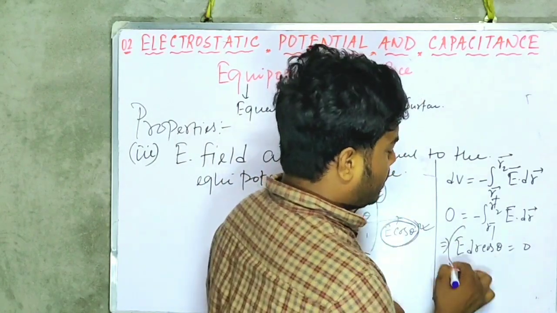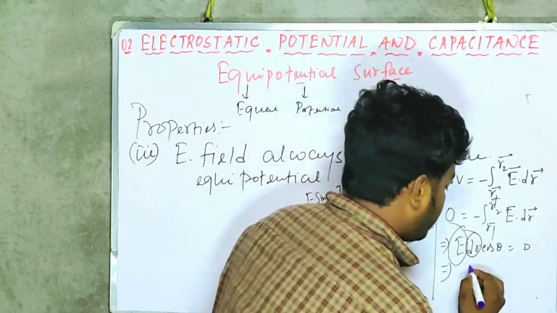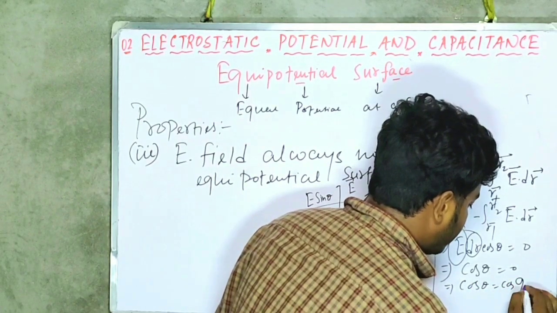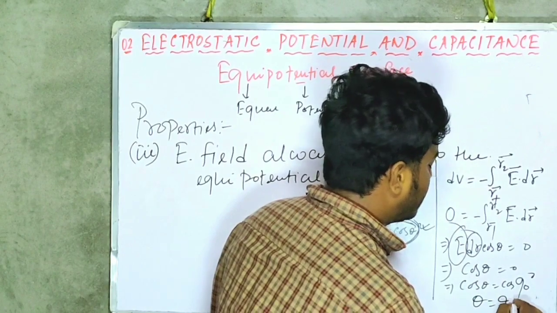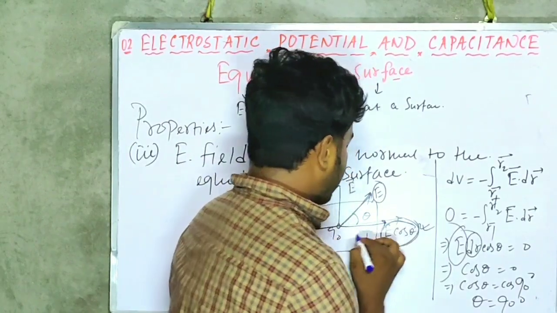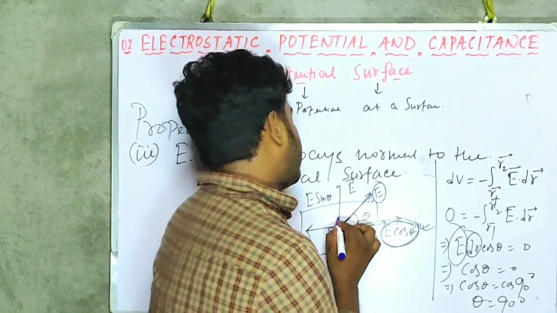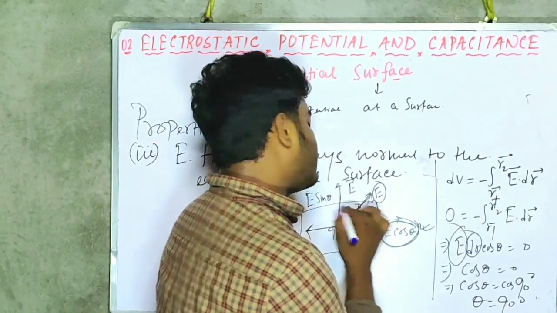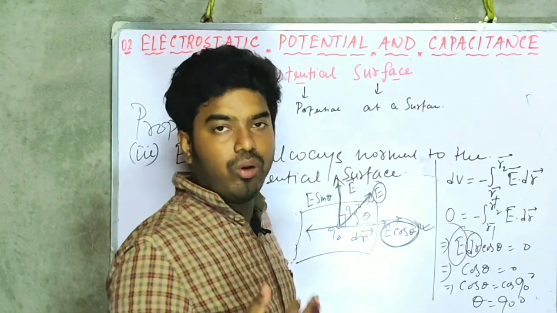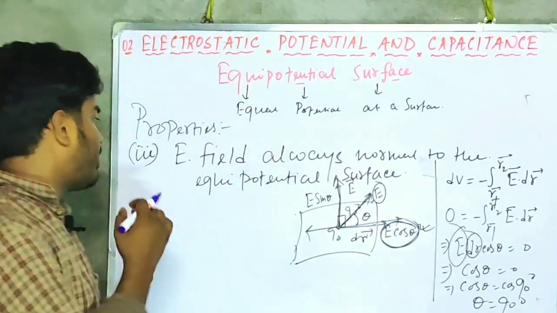So from here, E cannot be 0, dr cannot be 0, so cos theta will be 0. That means cos theta is equal to cos 90, that is theta is equal to 90 degrees. Theta equal to 90 degrees means suppose this is the displacement dr, you are moving a test charge along that side, and this is the direction of electric field, and this angle theta is 90 degrees. So you can say this electric field is directed always normal to the equipotential surface. This is point number 3.